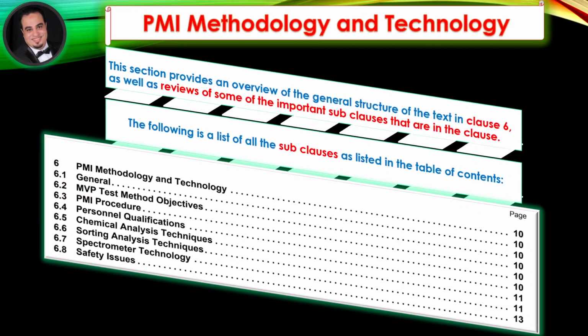This section provides an overview of the general structure of the text in Clause 6, as well as reviews of some of the important sub-clauses that are in the clause. The following is a list of all the sub-clauses as listed in the table of contents. The text portion is distributed amongst 8 sub-clauses. In the following slides we highlight important information contained in Clause 6 accompanied by the sub-clauses.